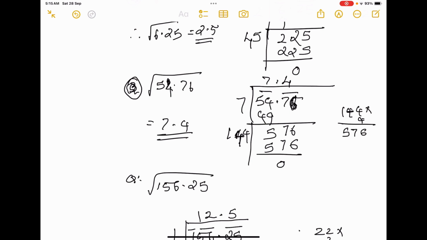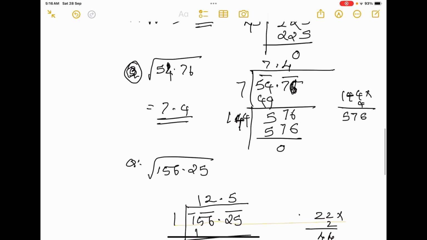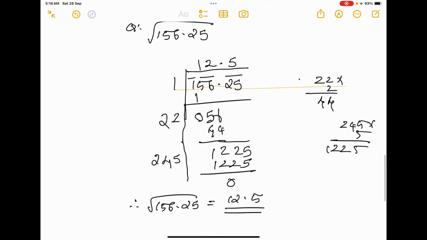Then write twice of 7 on the left side, that is 14, again leaving one place for another digit. Here we get 576 and 14. Here the one's place is 6. You can guess 4 here with 14. So 4 into 4 is 16. So we can write 144 into 4, 576. Then write 4 in the quotient. Then 576 below 576, subtract it, we get 0. So the answer is 7.4.